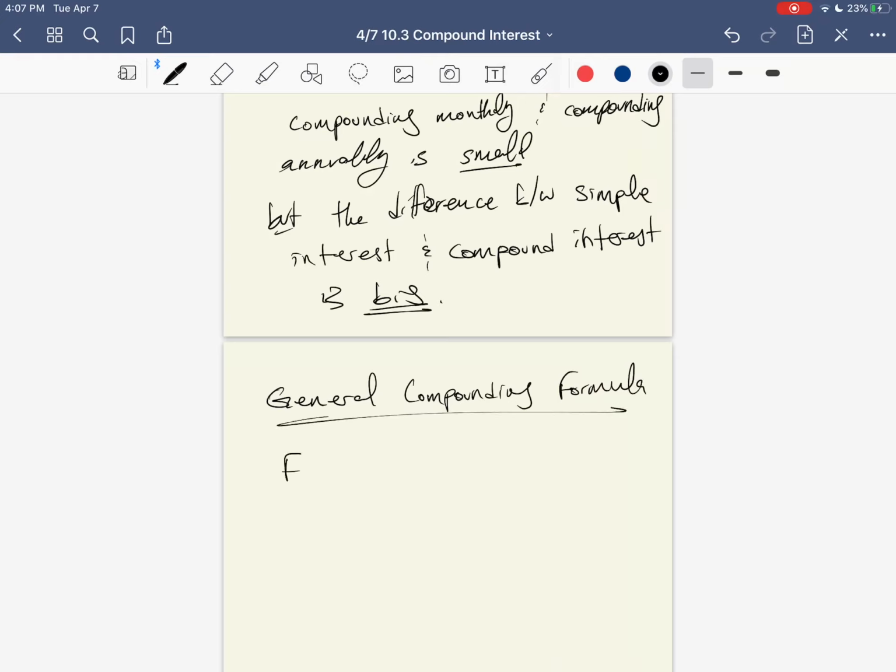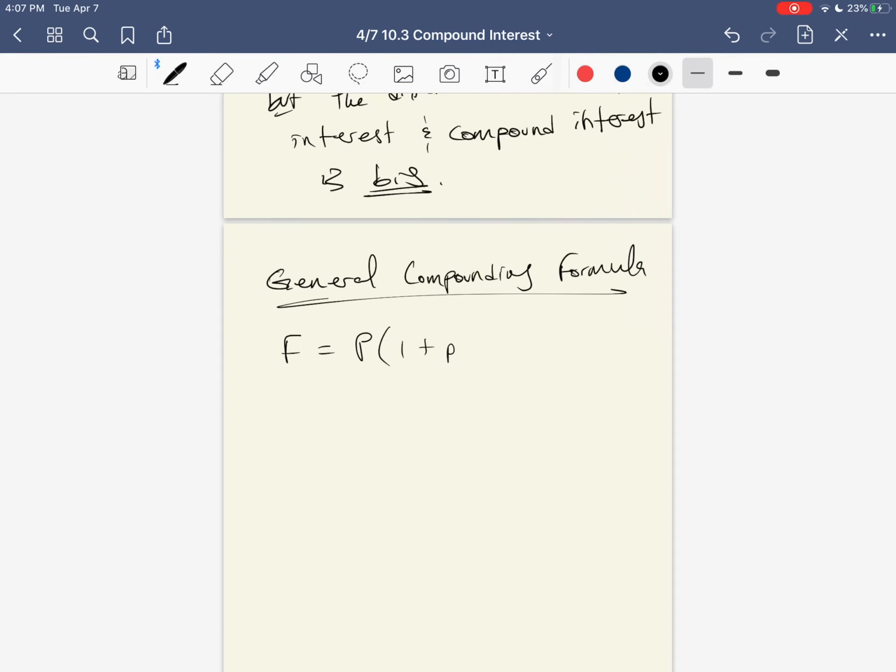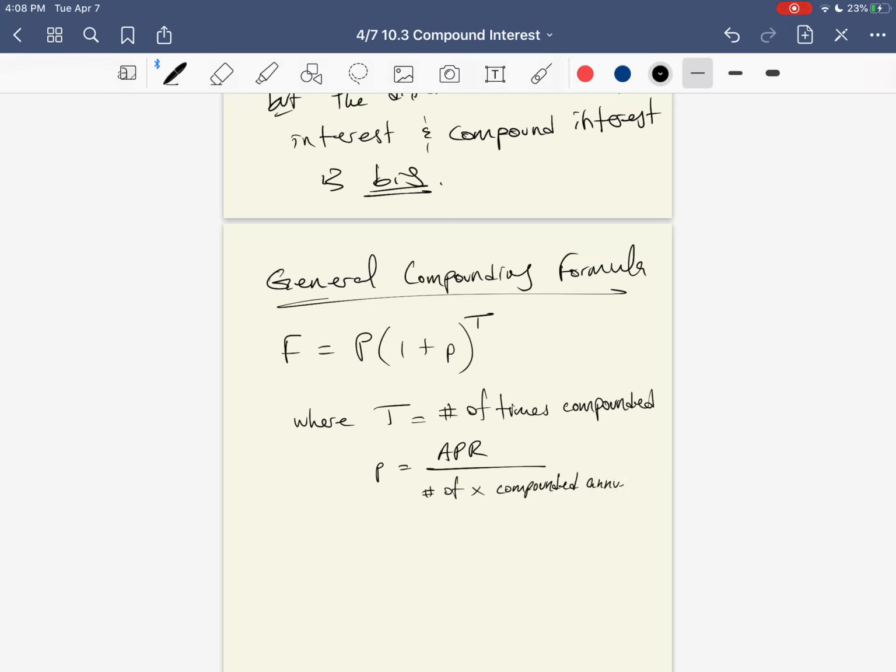Alright, so that's going to be your final amount after capital T terms: your principal times 1 plus little p, where little p is your APR divided by the number of times it's compounded per year, as a decimal, raised to the t, where t is the number of times compounded and p is the APR divided by the number of times compounded annually, expressed as a decimal.